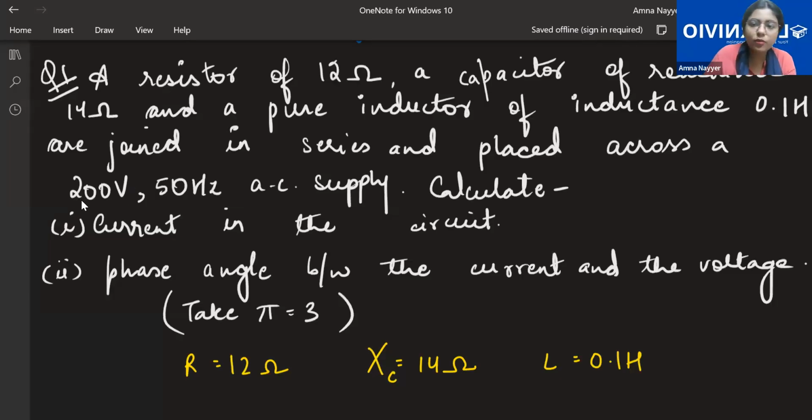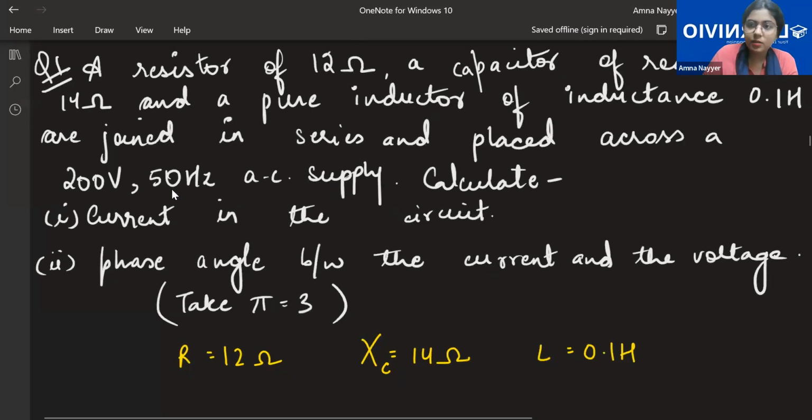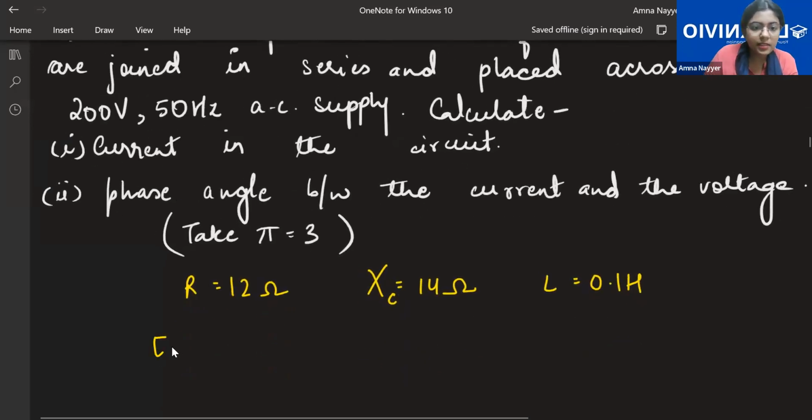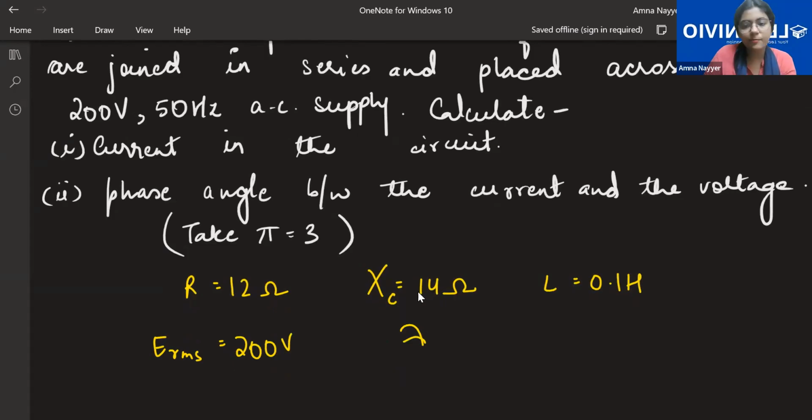See, this 200 volt is the ERMS. Whenever it says AC supplies this voltage, this frequency, this is your ERMS, that is 200 volt, and the linear frequency. This symbol is called nu, and it is given as 50 hertz.